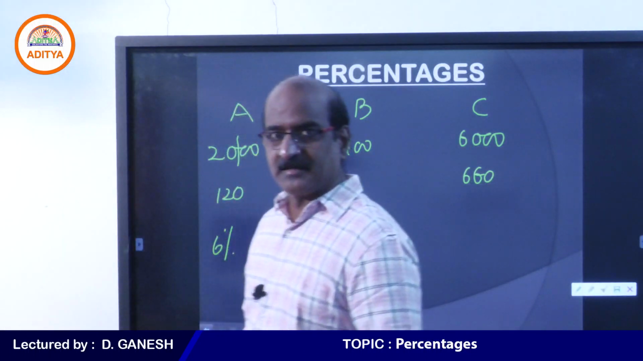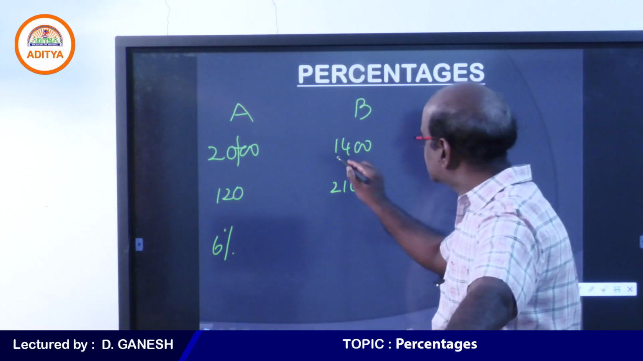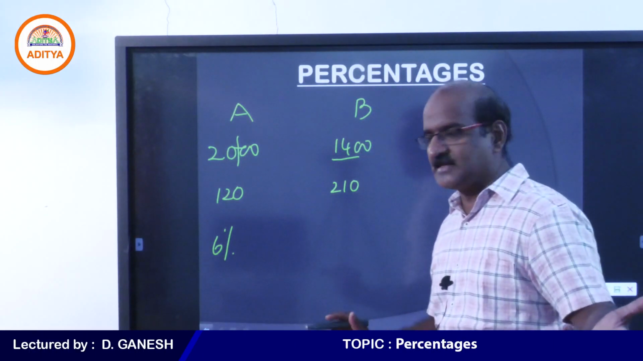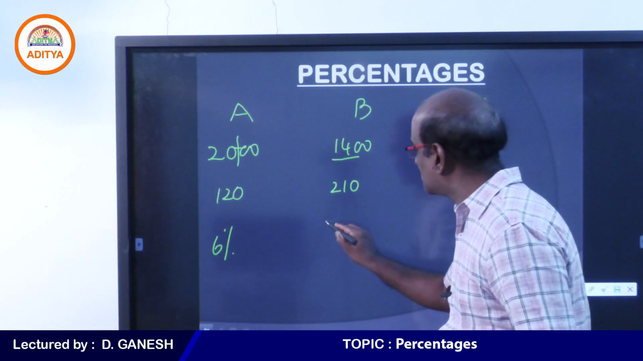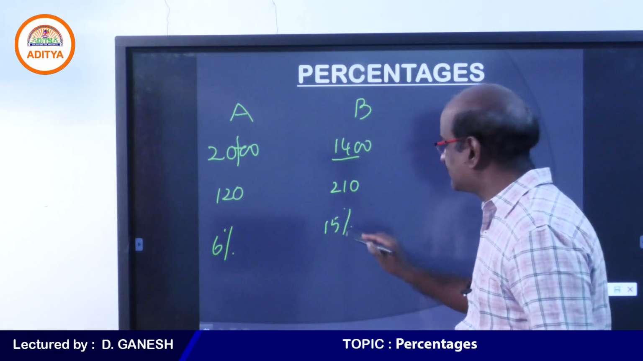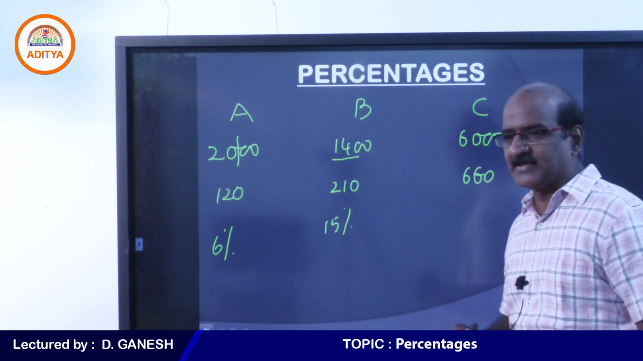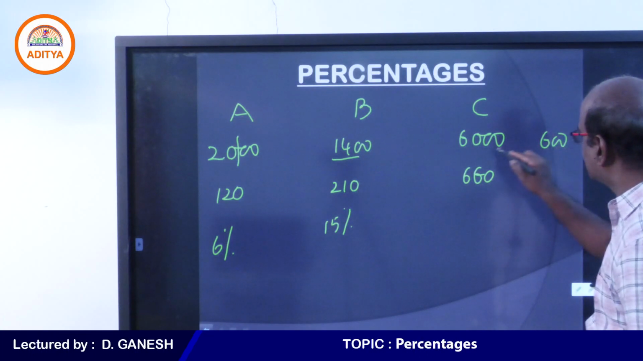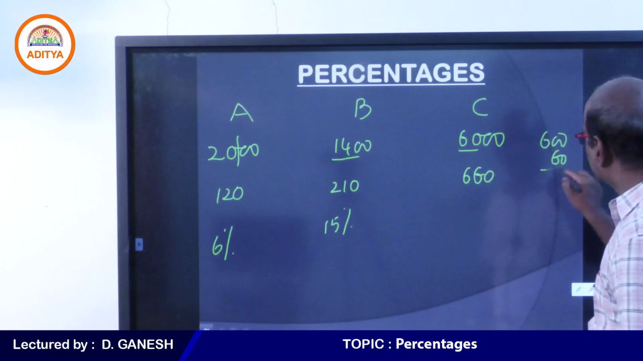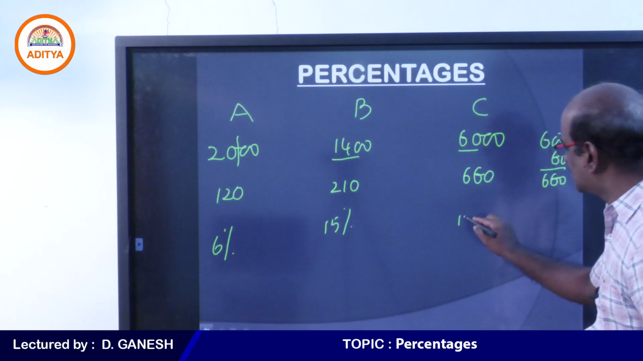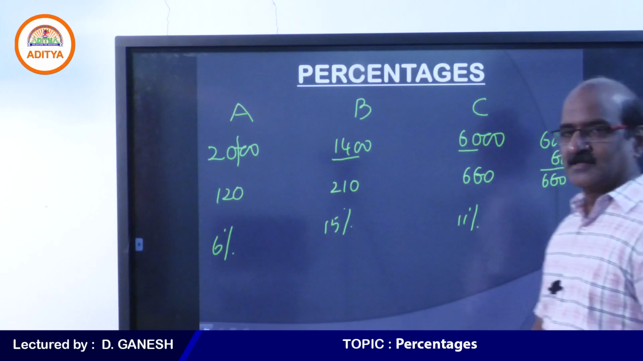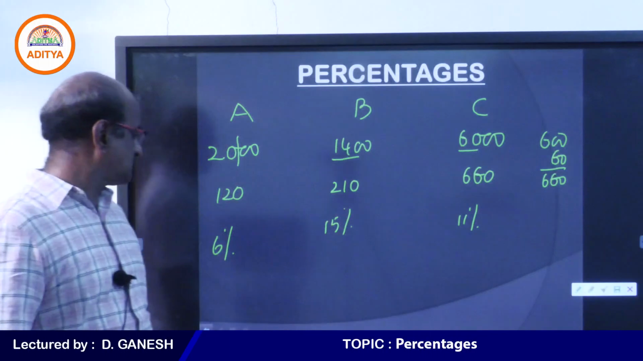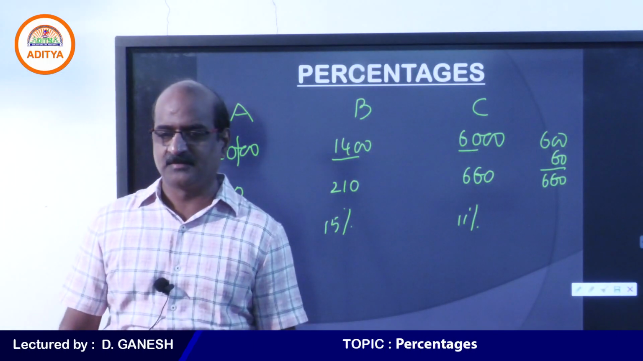Now when it comes to city B, 10% is 140, 5% is 70, 140 plus 70 is 210, and hence the percentage is 15%. Now in city C, 10% is 600, my dear student, 1% is 60, and this 660 is nothing but 11%. I hope you understand this. So the first one is 6%, then 15%, and then we have 11%.